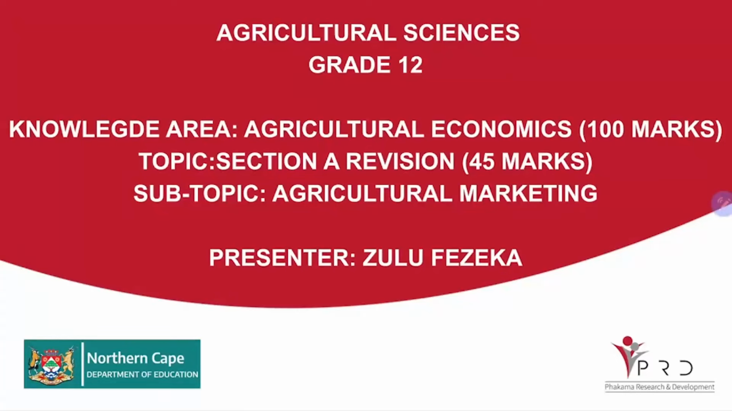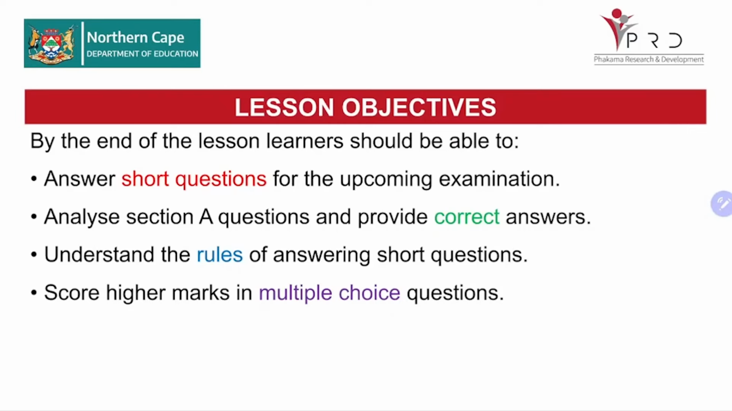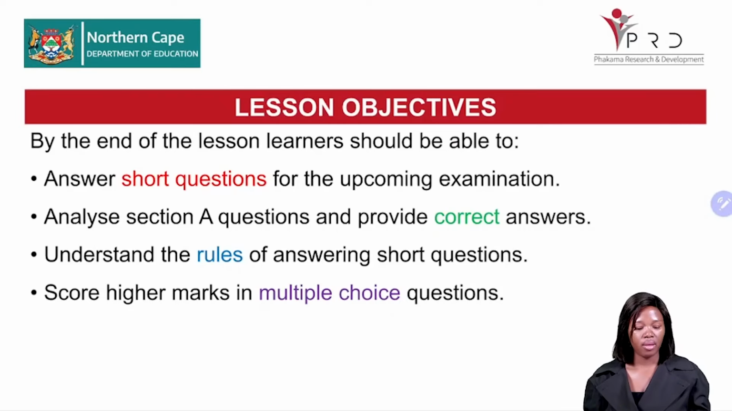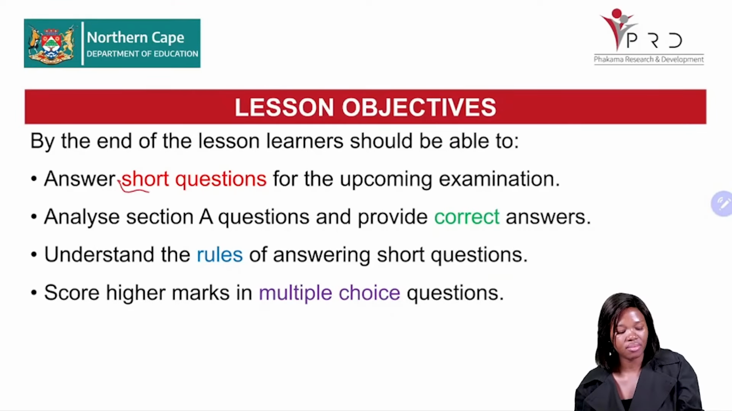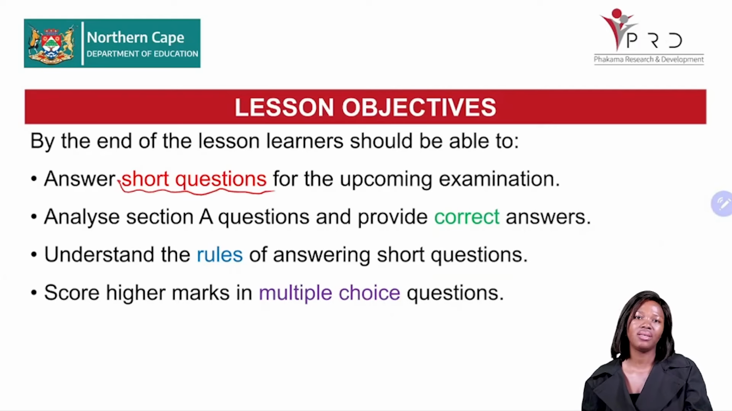We are still on our revision for paper 2. On today's lesson, our main focus will be on Section A, which is your short questions. Remember, Section A is out of 45 marks. So by obtaining 45 out of 150, you have already obtained level 2, meaning you have already passed Agricultural Sciences paper 2, right? On today's lesson, you should be able to answer short questions for the upcoming examination.